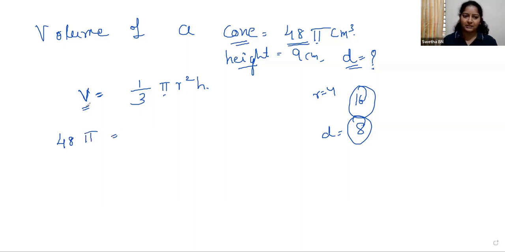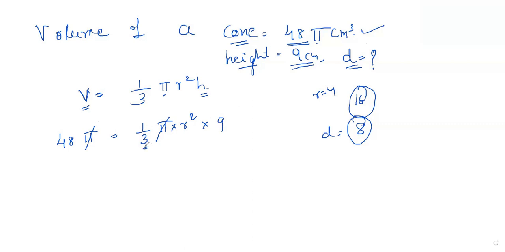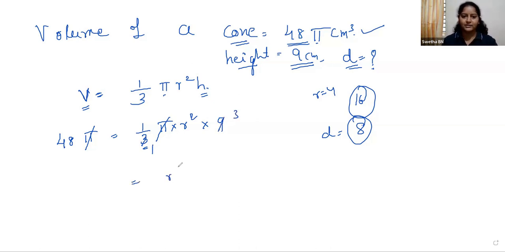48 pi is equal to, in place of volume, I have written the value. That is equal to 1/3 pi. Keep pi as it is, because on the left-hand side also we have pi, so that you can cancel it. r is not given, write as it is, and h is given. What is h here? 9. Now you can cancel pi and pi. Then, which numbers can you cancel? Here in the denominator we have 3. You can cancel 9: 3 ones are 3, 3 threes are 9. Now r square is equal to, write 48 as it is on the left-hand side.